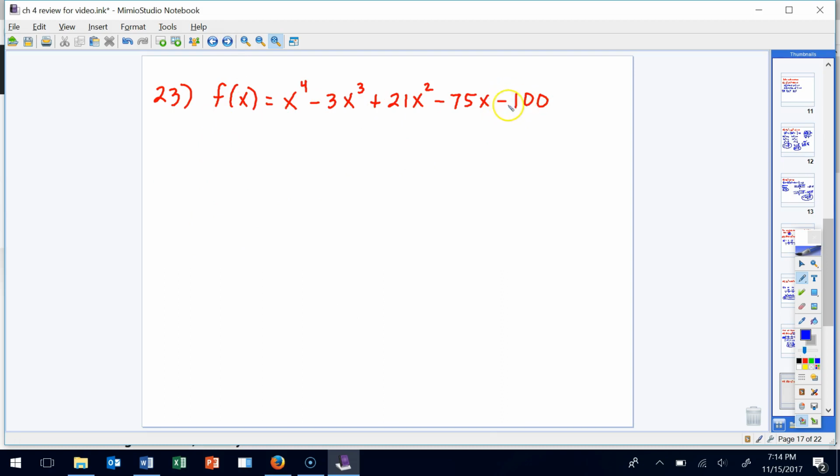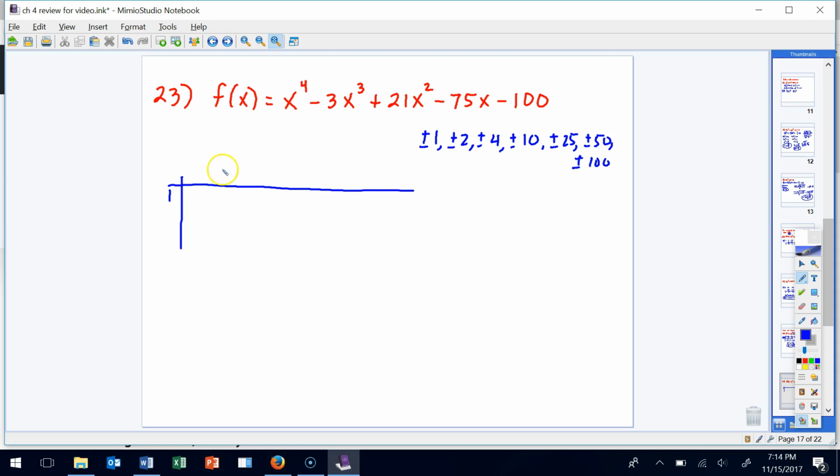This time we're going to list out the possibilities for rational roots. Plus or minus 1, plus or minus 2, plus or minus 4, plus or minus 10, plus or minus 25, 50, and 100. We've got a lot more possibilities here than we had before. So I usually just start with 1 and see what I get. Let's write the coefficients across the top: 1, -3, 21, -75, -100. Bring down the 1, multiply, that's 1, add, -2. -2 plus 21 is 19. 19 plus -75 is -56. And -56 plus -100, well, that's obviously not going to get it for us.